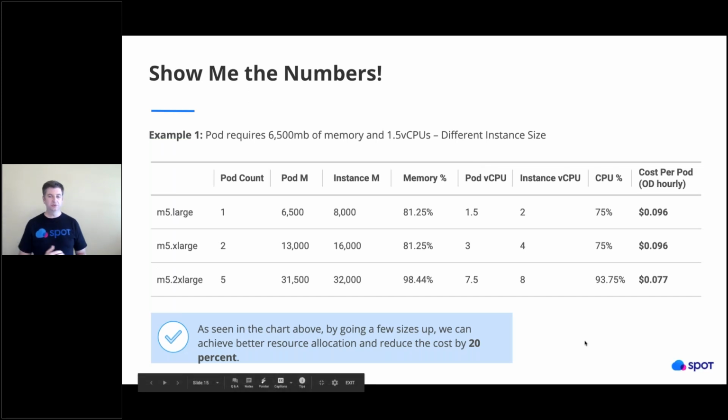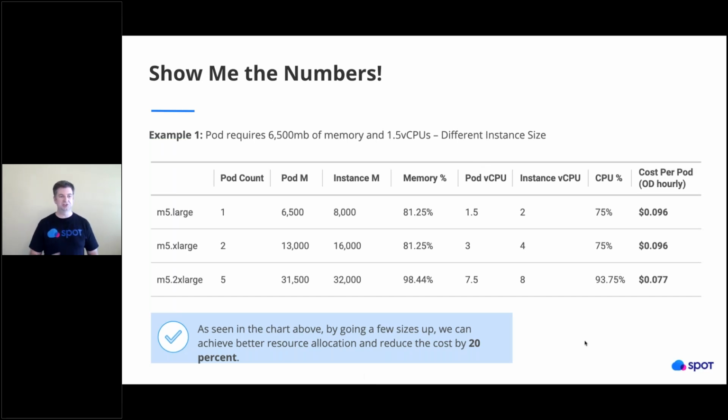So real quick, we're going to go through some cost numbers on what shape and size of a pod request and how it lands on infrastructure and what that can mean for you cost-wise. In this first example, we have a pod that requires about 6,500 megs of memory, 1.5 CPUs. And we're going to show you that within the same family, we're going to use AWS examples for this. So within the M5 family, we're going to schedule this pod multiple times across different sizes.